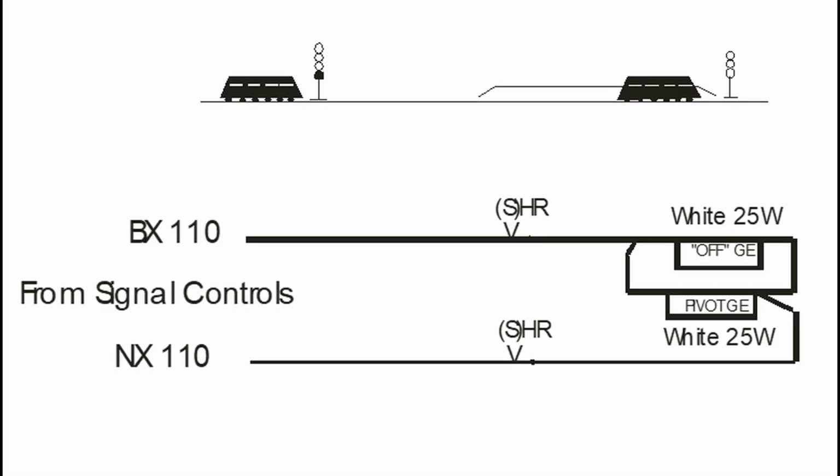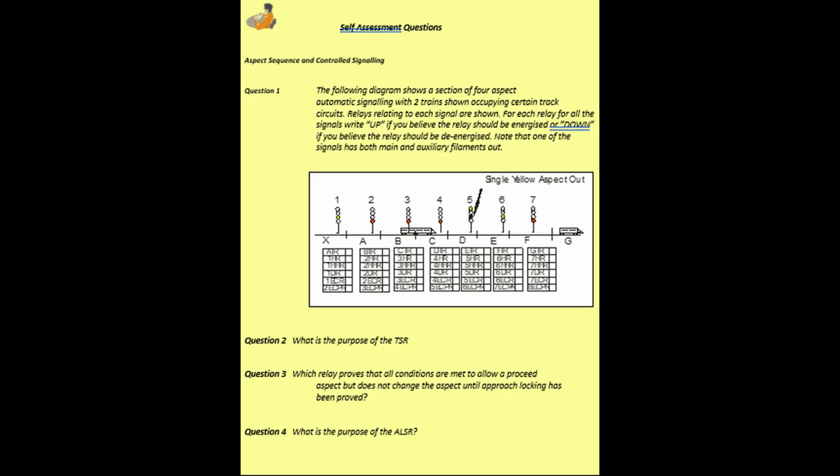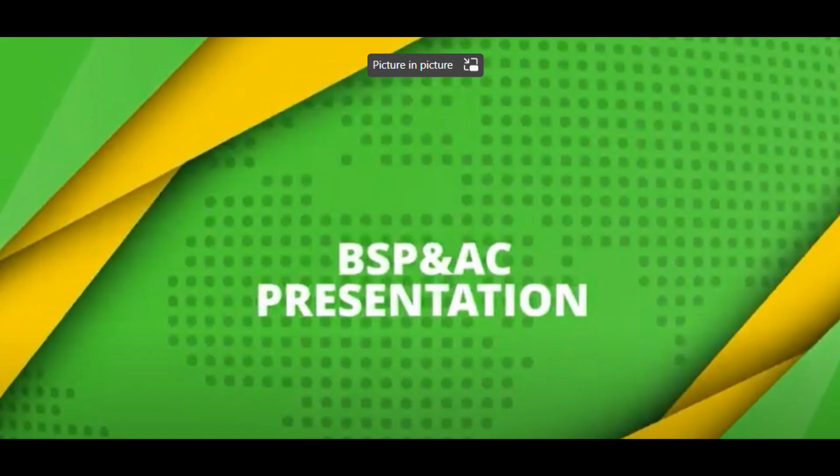Finally, we cover the circuitry involved in the position light subsidiary signal and the circuitry involved in the operation of the older style of banner repeater signal. Then it's back to the workbook to carry out another self-assessment test. That is the content covered in section 3.